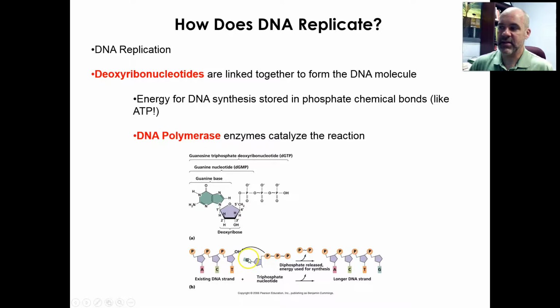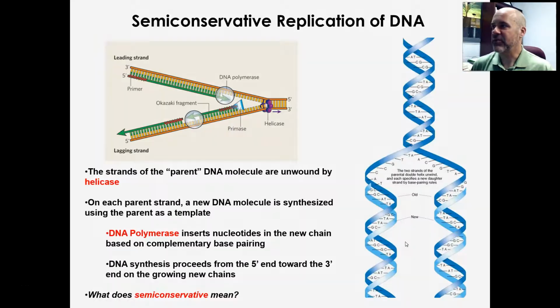Here comes your next nucleotide, which is going to be a G. The first phosphate on this GTP is going to get bonded to the oxygen here. Those two phosphates are going to get broken off. The release of that diphosphate, those two phosphates, gives off energy that's used for synthesis. And now your G nucleotide is bonded to this single DNA strand.